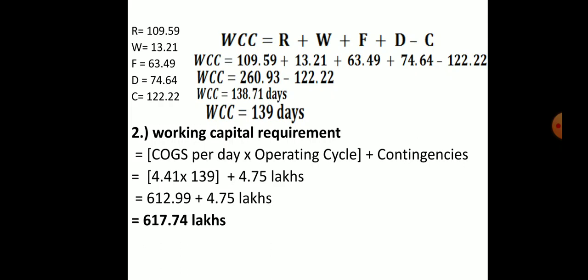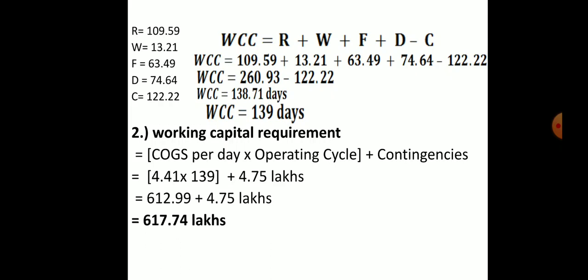From the following information, we have calculated the total cost required for producing that product: 617.74 lakhs. If you have this much cost, you can properly produce that product. So this is the working capital requirement. We are estimating that after one year you have to spend so much money, so we are calculating in advance, forecasting the amount we will require in the future.